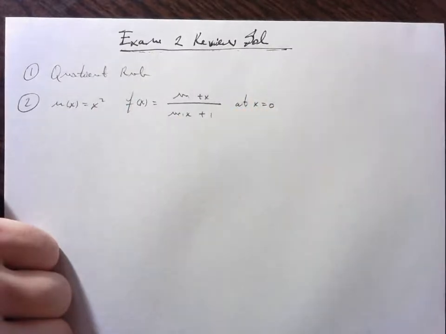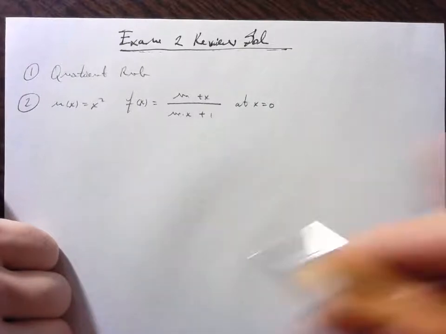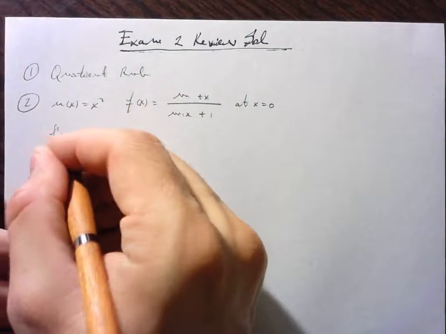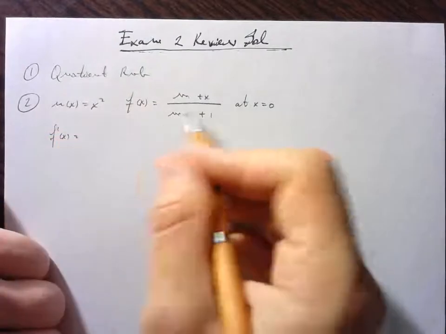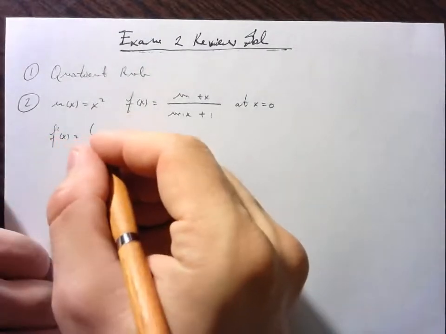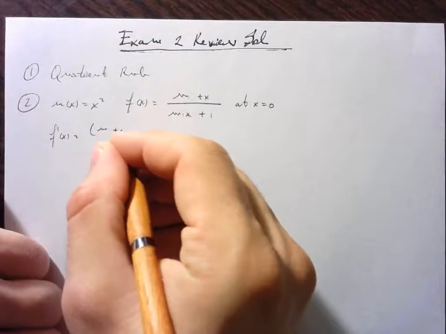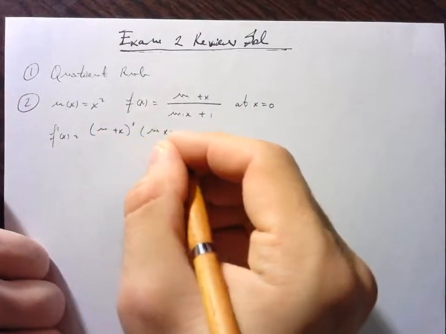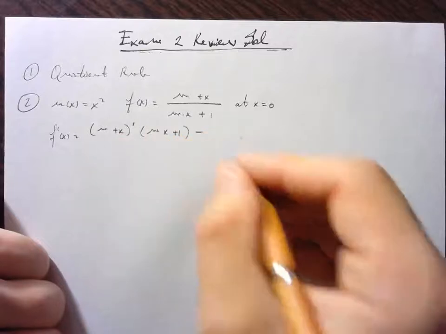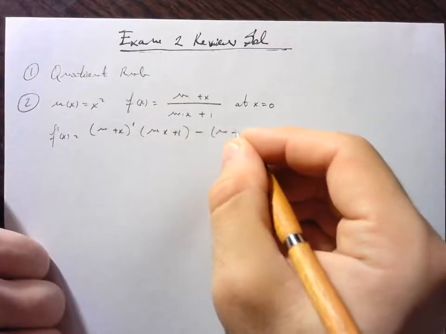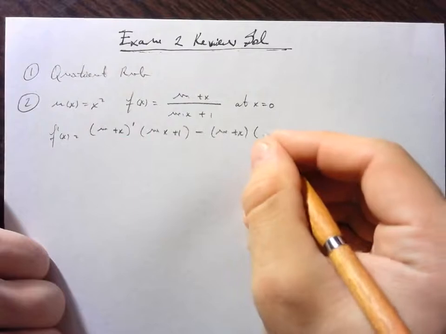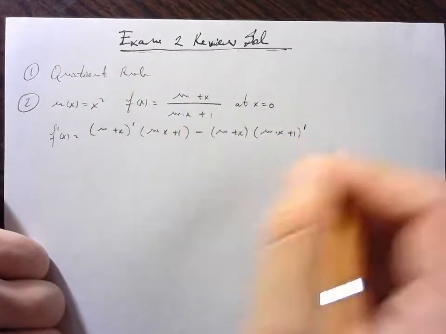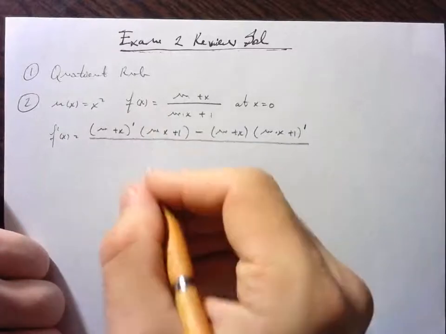So let's go ahead and first take the derivative of this in order to figure out the slope of our line. So f prime of x, of course we're going to need to use quotient rule. So it's the derivative of the first, which is m plus x prime times the bottom mx plus 1, minus the top m plus x times the derivative of the bottom, mx plus 1 prime, just like so, all over the bottom squared.